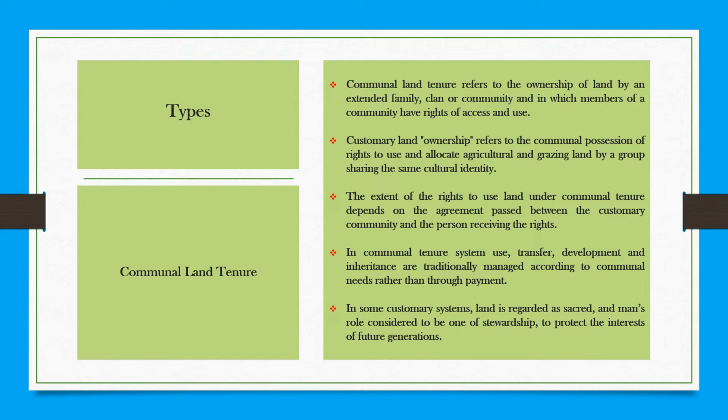Customary land ownership therefore refers to the communal possession of the right to use and allocate agricultural and grazing land by a group sharing the same cultural identity. The group that shares the same cultural identity could be a clan, an extended family, or a community. Thus, the extent of the rights to use land under the communal tenure system depends on the agreement passed between the customary community and the person receiving the rights.